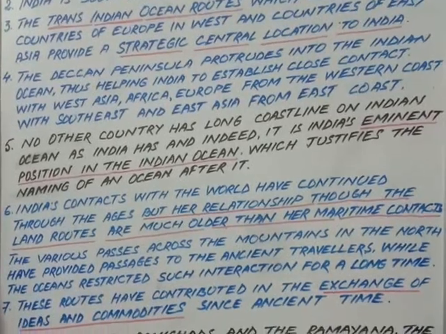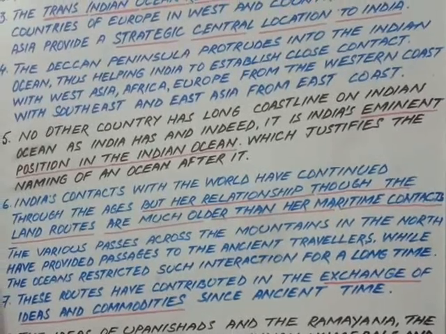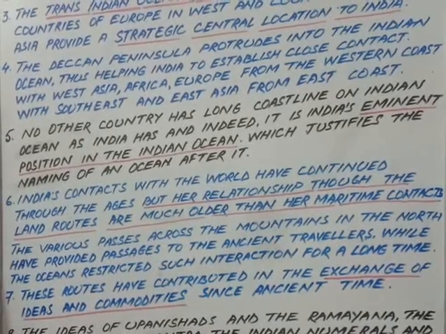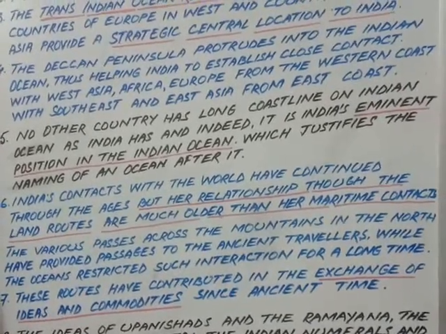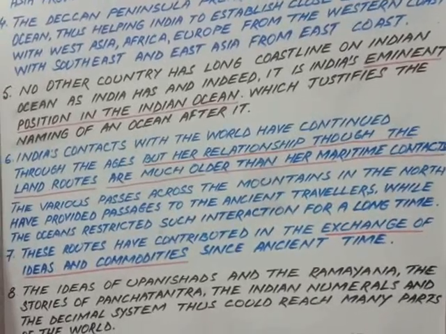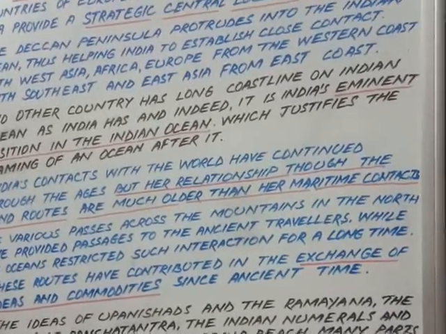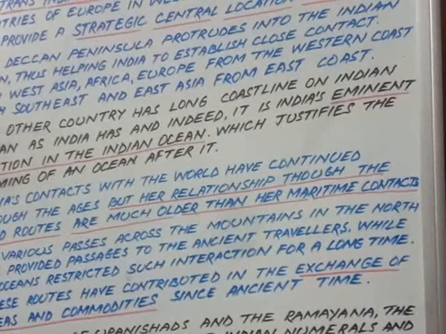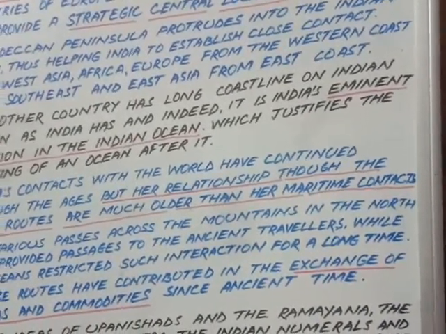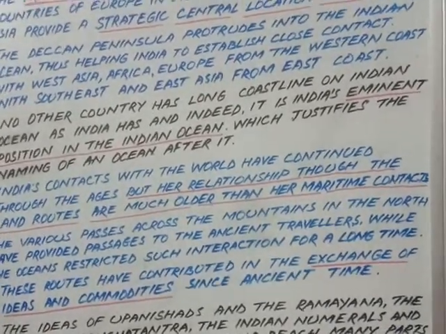Number 6, India's contact with the world has continued through the ages, but her relationships through the land routes are much older than the maritime contacts. So India's contact with the world has been for ages. We had trade relations with the Roman Empire, with the Greek Empire, with the Europeans, with the Arabian countries. But all this was through land routes.